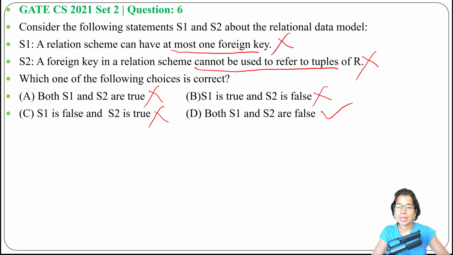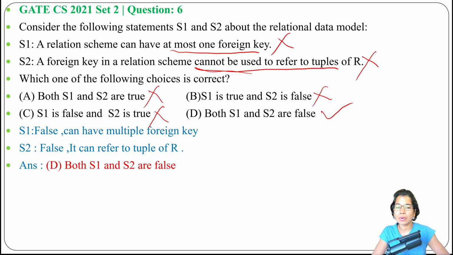S2 is false as a foreign key can refer to its own relation, its own relation schema. Here it's written it cannot be used to refer to its own tuple, but it can refer to its own tuple. So the answer will be option D, both S1 and S2 are false. I already discussed foreign key.